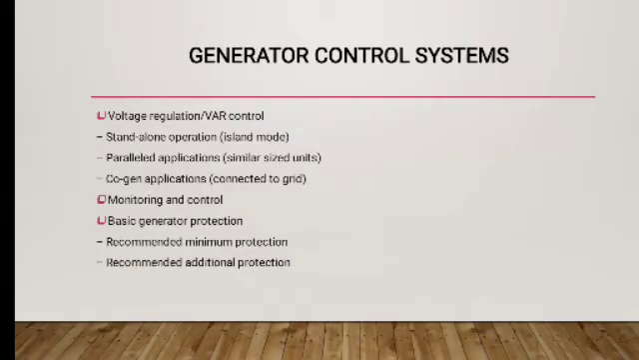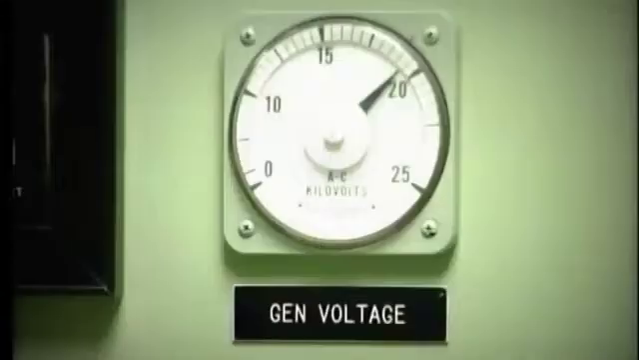As we understand the basic concept and principle of the control system, we will be specific in identifying the generator control system. At first, we have the voltage regulation. Under the voltage regulation, we have the applications. The first one is standalone operation, second, parallel application, and third, cogen application. The next one is monitoring and control.